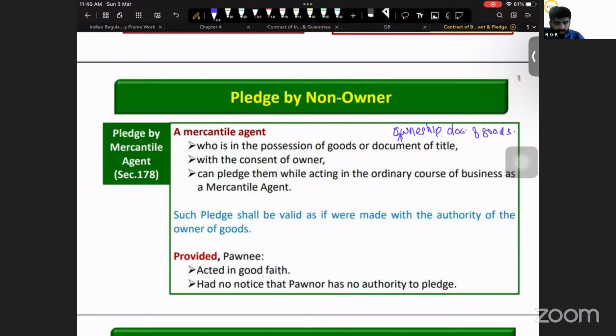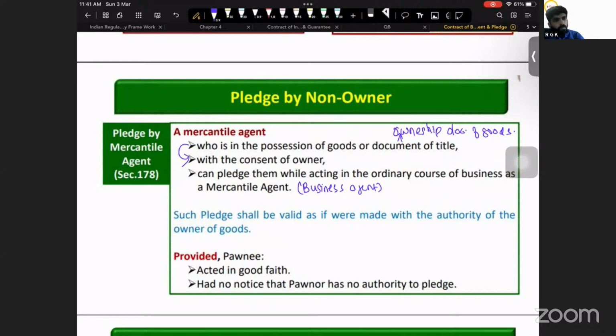Mercantile agent who is in possession of the goods or document of title, he is having this possession with the consent of owner. He can pledge them while acting in the ordinary course of business as mercantile agent. Mercantile agent means business agent. So ultimately what they are saying is you are an agent appointed by a principal for doing some business activity. You have the goods with the owner's consent only.